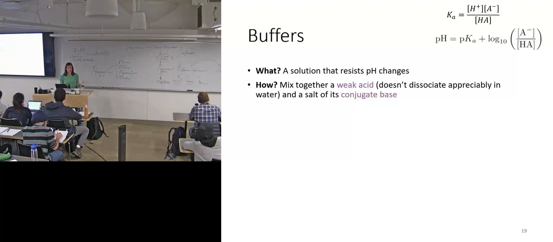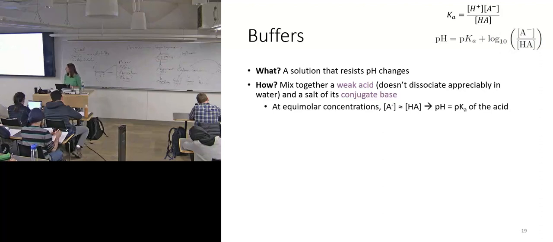And the answer is no. Strong acids are not going to work to make a buffer. We need a weak acid and a salt of its conjugate base. If you put them in at equimolar concentration, so the example we did last time was acetic acid and sodium acetate, and I will show that example again on the next slide.